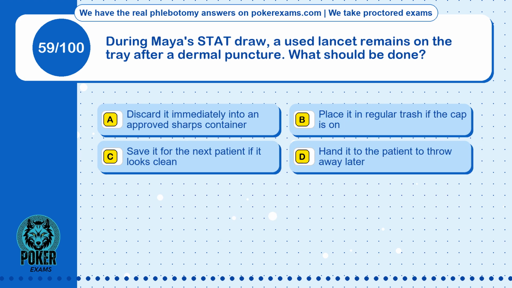Question 59. During Maya's stat draw, a used lancet remains on the tray after a dermal puncture. What should be done? Option A. Discard it immediately into an approved sharps container. Option B. Place it in regular trash if the cap is on. Option C. Save it for the next patient if it looks clean. Option D. Hand it to the patient to throw away later.